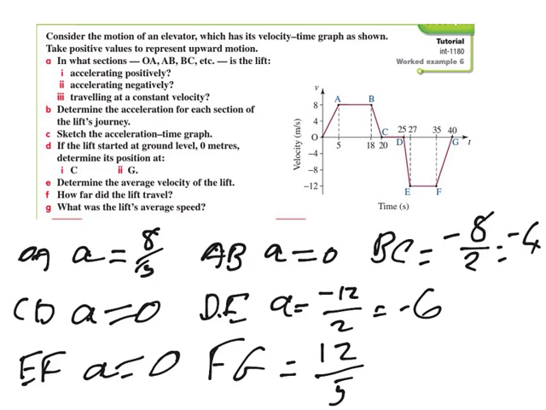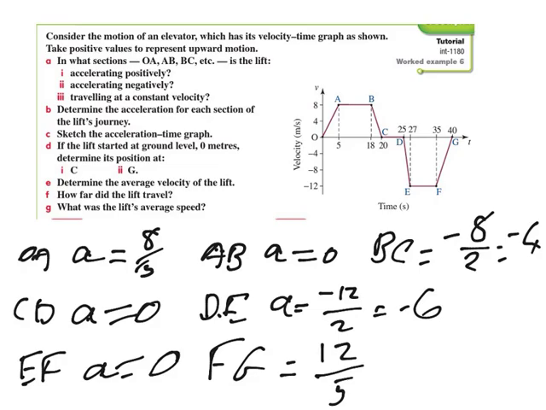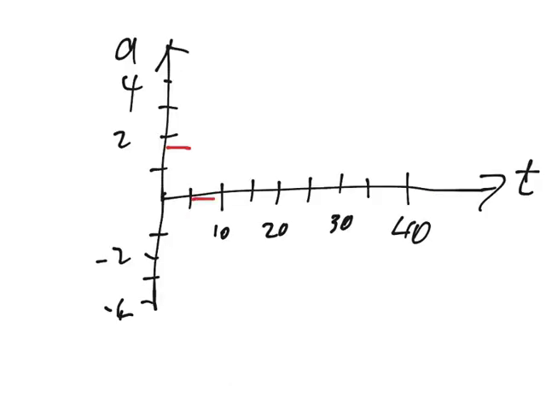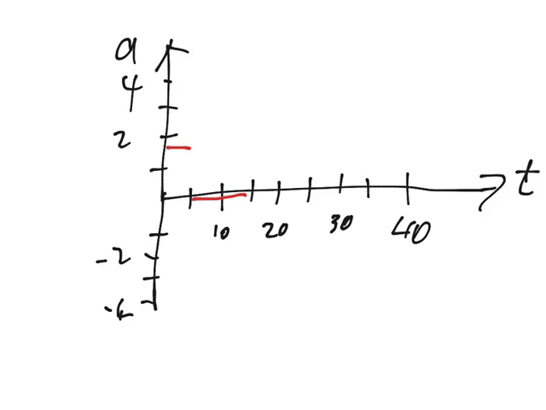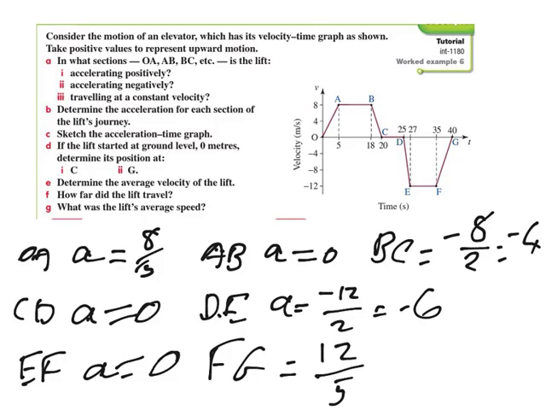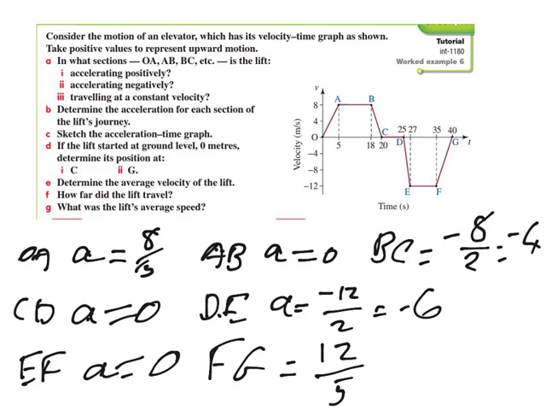Okay. So OA, the first 5 seconds it's 8/5, so it's 1 and a bit. The next bit, A to B, so that's 5 to 18 seconds, that's 0. Then the next section, it's -4. And that next section goes up to 25. -4. The next section, 0 again.